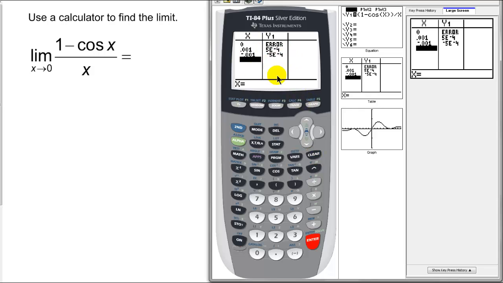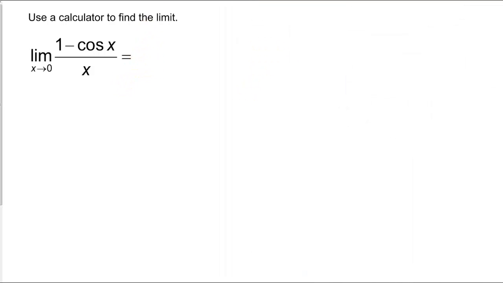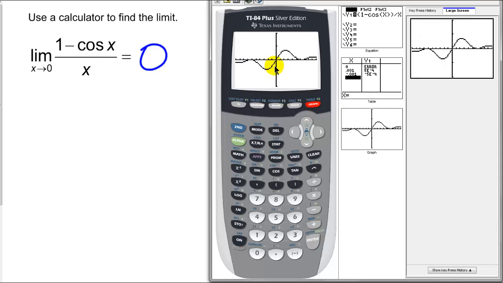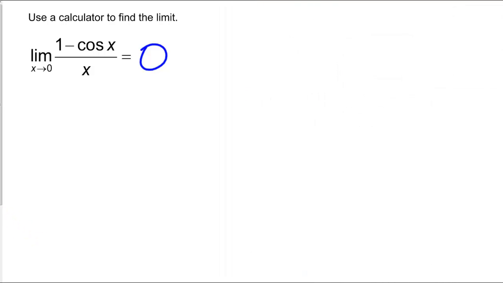That's in scientific notation. So we're going to say our limit as we get very close to 0 is 0 in this case. And once again, looking at that graph, you'll see that it does get very close to 0 from either side, even though we know if we plug in 0, our answer is undefined. And that's the whole concept of a limit.